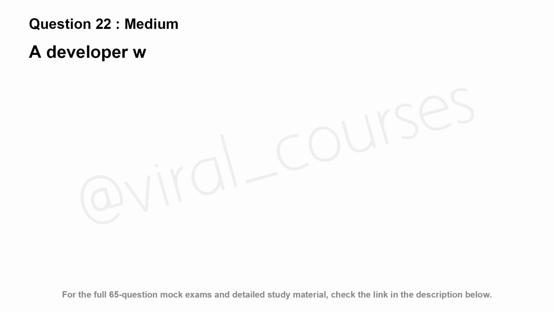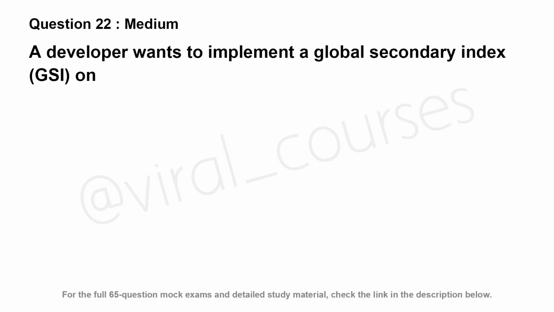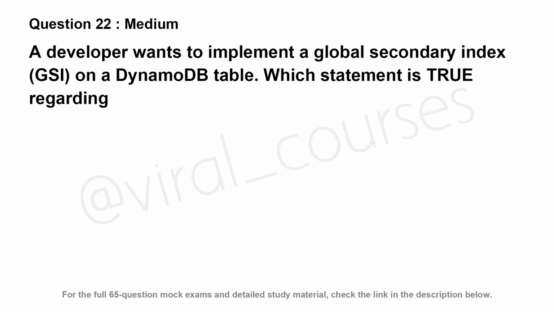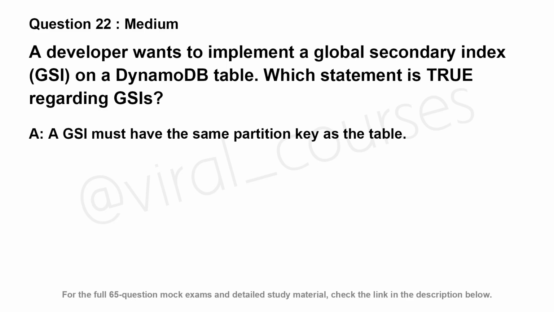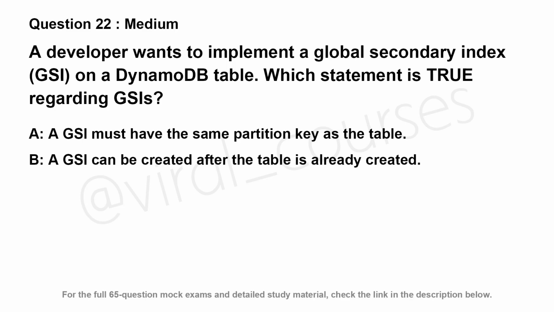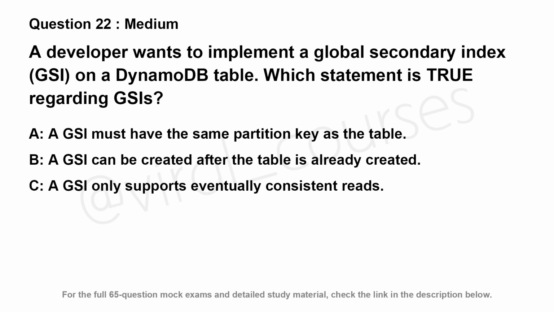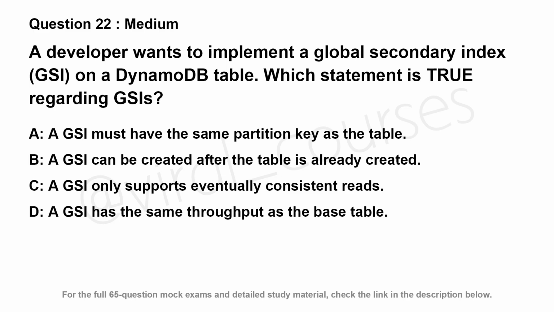A developer wants to implement a global secondary index, GSI, on a DynamoDB table. Which statement is true regarding GSIs? Option A. A GSI must have the same partition key as the table. Option B. A GSI can be created after the table is already created. Option C. A GSI only supports eventually consistent reads. Option D. A GSI has the same throughput as the base table.